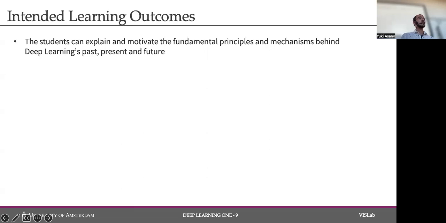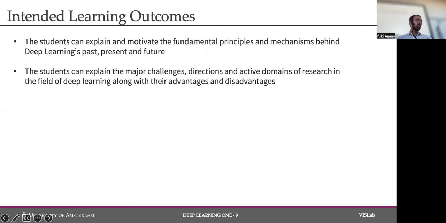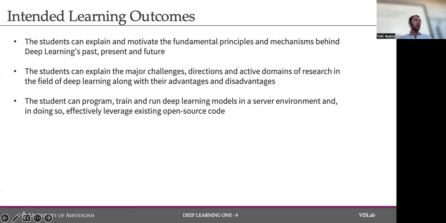All right, in terms of intended learning outcomes, the ones in the course catalog are outdated. They were from last year. I slightly updated them. The content hasn't changed much, but they're looking as follows. The students can explain and motivate the fundamental principles and mechanisms behind deep learning's past, present, and future. The students can explain major challenges, directions, and active domains of research in the field of deep learning, along with their advantages and disadvantages. Can program, train, and run deep learning models in a server environment, and in doing so, effectively leverage existing open source code.